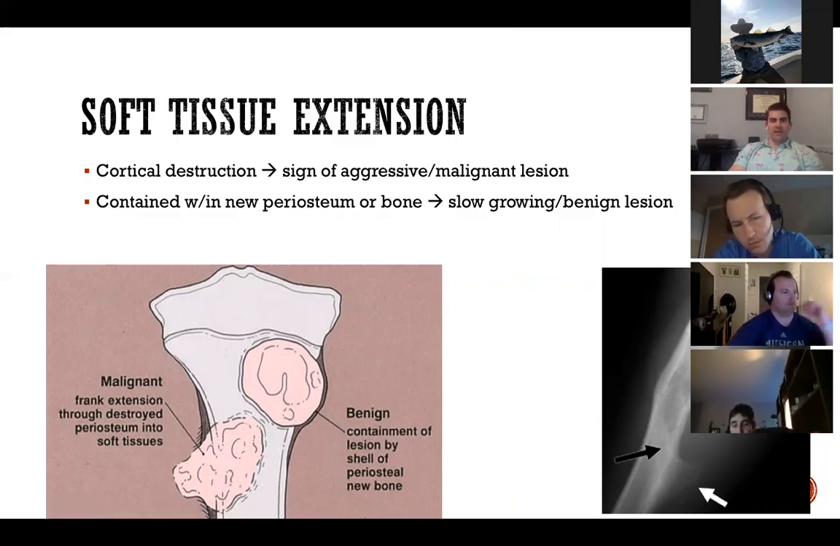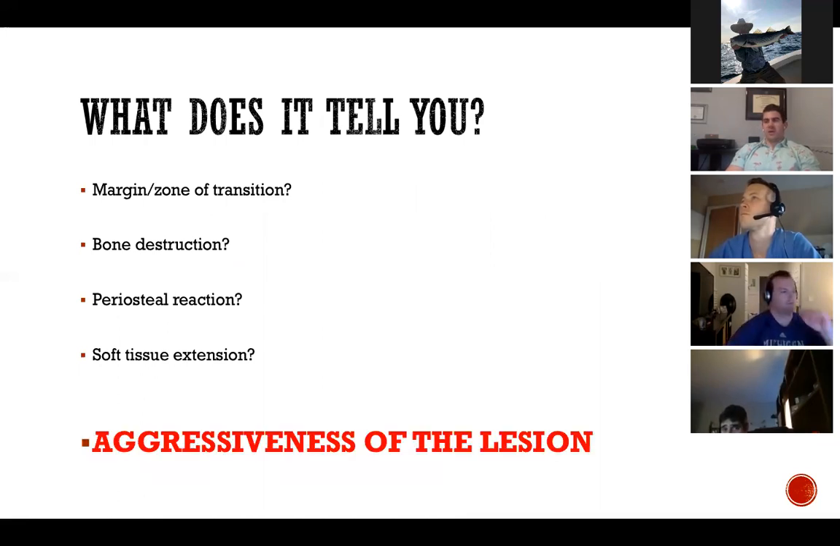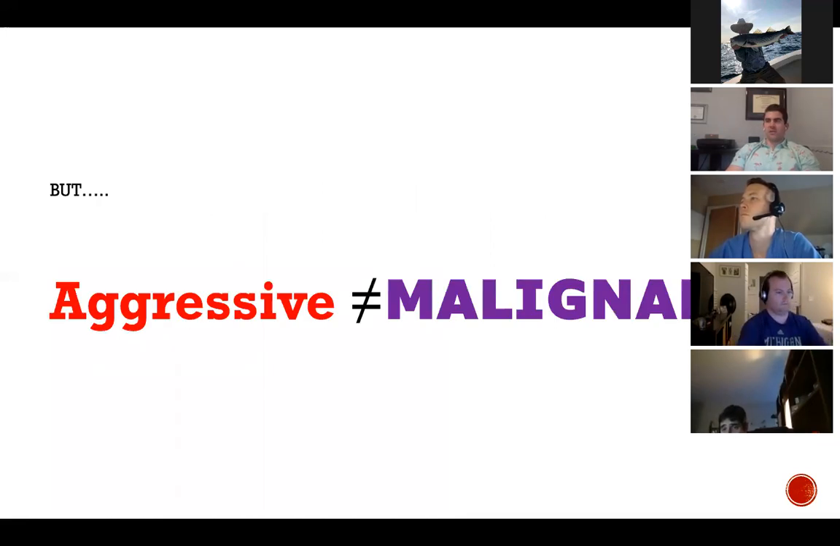Don't overlook the x-ray. That's one of the big points today. Every one of these patients may have an MRI or a CT, or come in with advanced imaging from their medical practitioner, but do not overlook the importance of a radiograph. So we talked about all these things: margin or zone of transition, bony destruction, what the bone is doing to the tumor, and the soft tissue extension. And this is all telling you about the aggressiveness of the lesion.